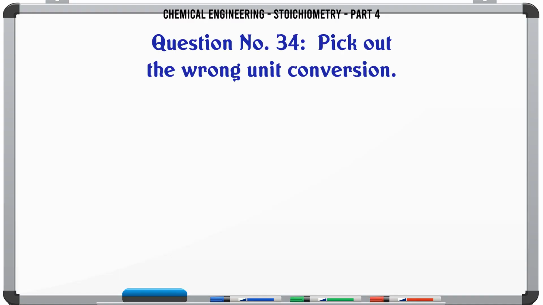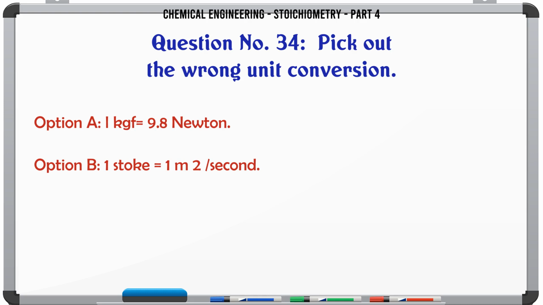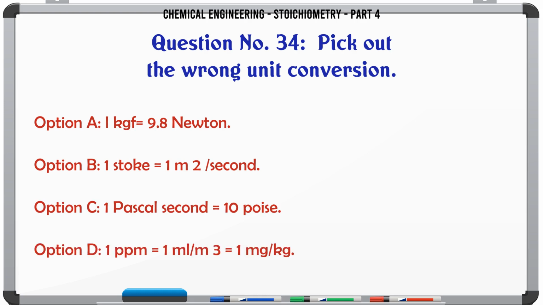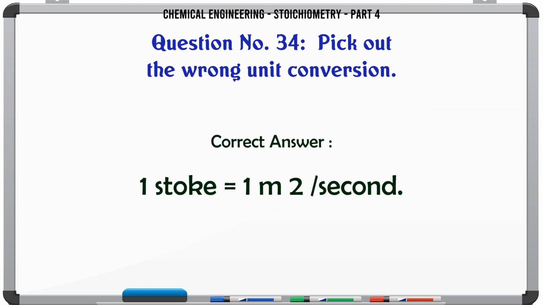Pick out the wrong unit conversion. A. 1 kgf = 9.8 Newton, B. 1 Stoke = 1 m²/second, C. 1 Pascal second = 10 poise, D. 1 ppm = 1 milliliter/m³ = 1 milligram/kg. The correct answer is 1 Stoke = 1 m²/second.